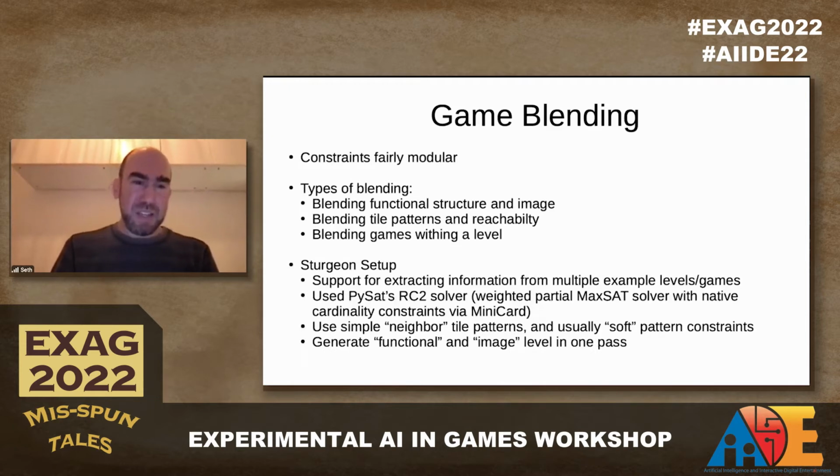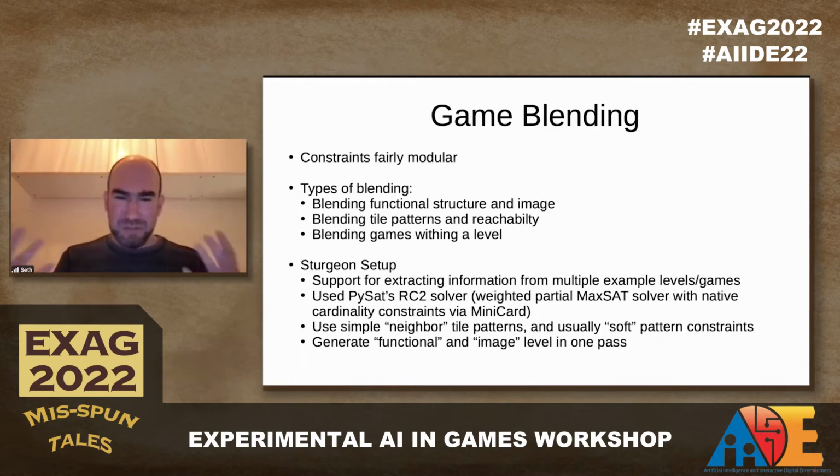And to do this, there were a little bit of modifications required for the base Sturgeon setup that will be described later, but we added support for extracting information from multiple example levels and different games, and all the bookkeeping necessary to do that and keep track of which things came from which games. For the low level solver, we used PySat's RC2 solver, which in previous work we had found is fairly flexible and fairly efficient for solving the kinds of constraint problems that we set up.